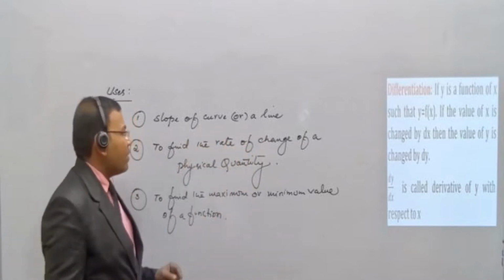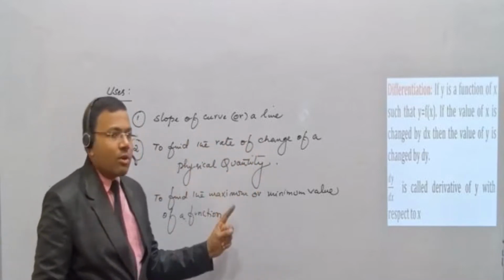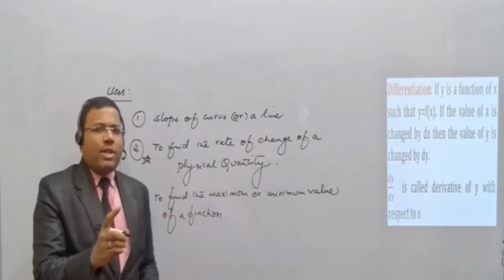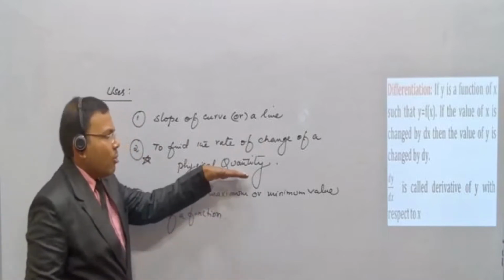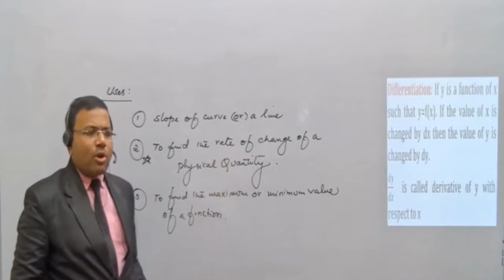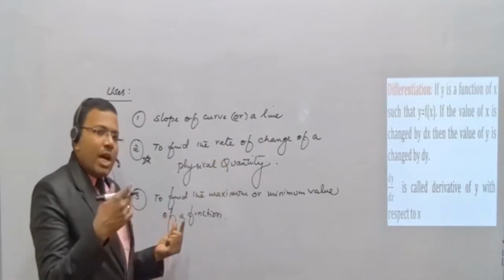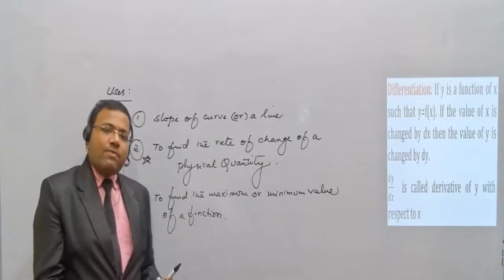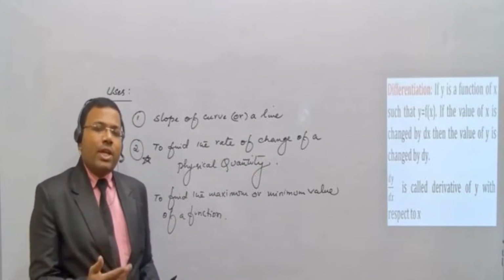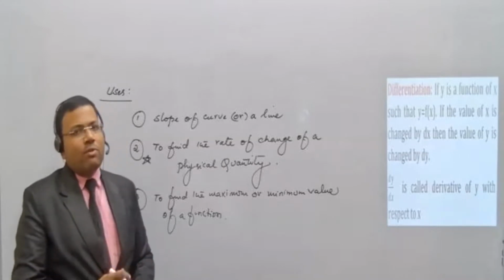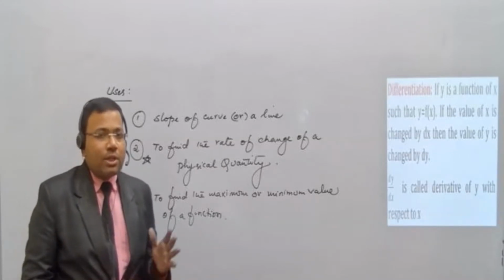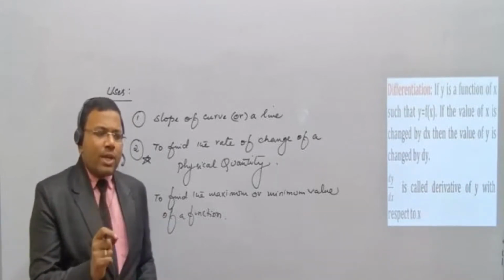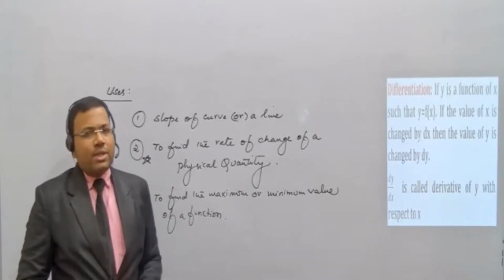The second one, we can find the rate of change of a physical quantity. The second one is the most important application of differentiation in physics. This is very important, beta. The second one is very much important in physics, as well as we have certain functions for which we can calculate the maximum value as well as the minimum value, just by using the concept of differentiation. I hope the uses of differentiation are clear. Again, I repeat, the second use is very, very important as far as physics is concerned.